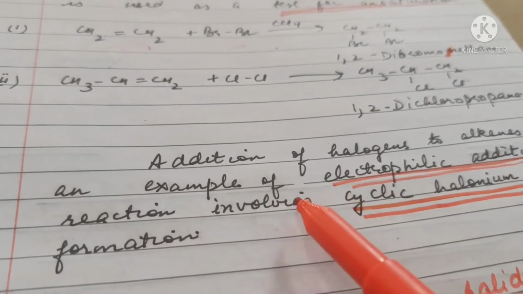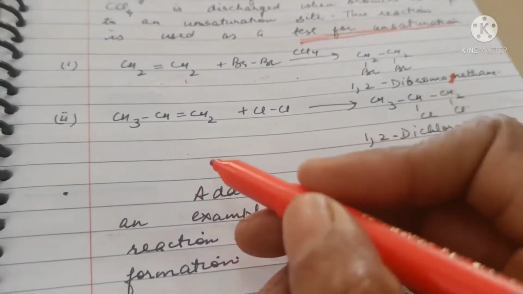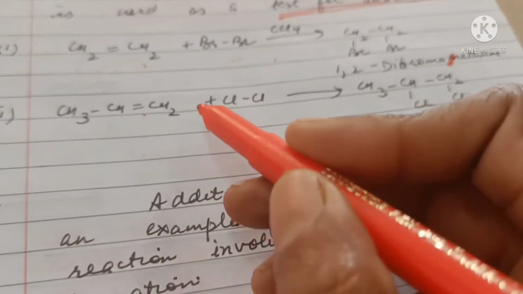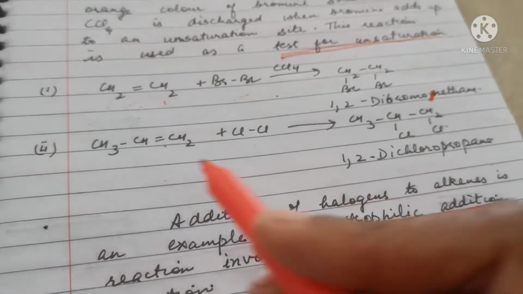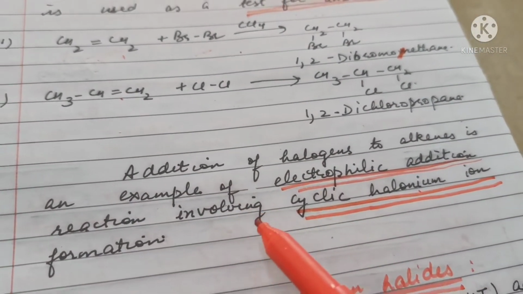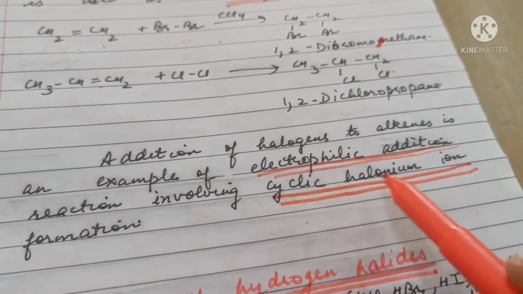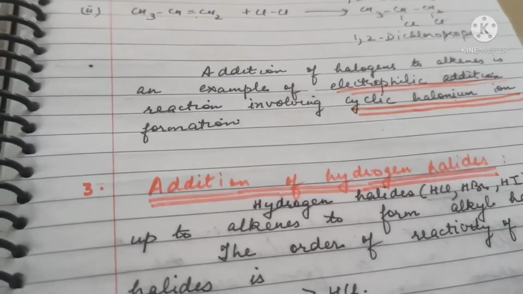Addition of halogens is an example of electrophilic addition reactions. A chloronium ion will be added first and then the chloride ion, and a cyclic intermediate is formed. So the reaction involves a cyclic halonium, that is, positively charged halogen ion formation.